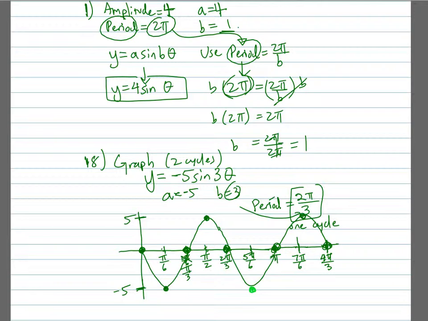All right, and then we just do the same thing. Start at 0, end at 0, middle is 0. And then normally we go up, but in this case, because it's negative, we're going to go down first, and then we're going to go up here. And that is 2 full cycles of this graph.